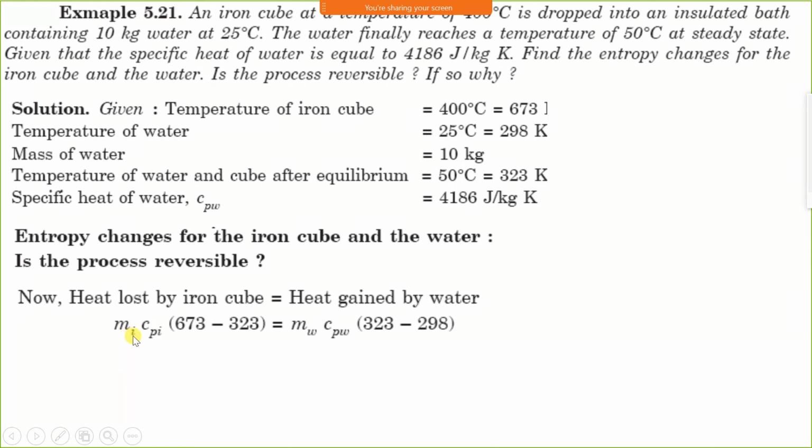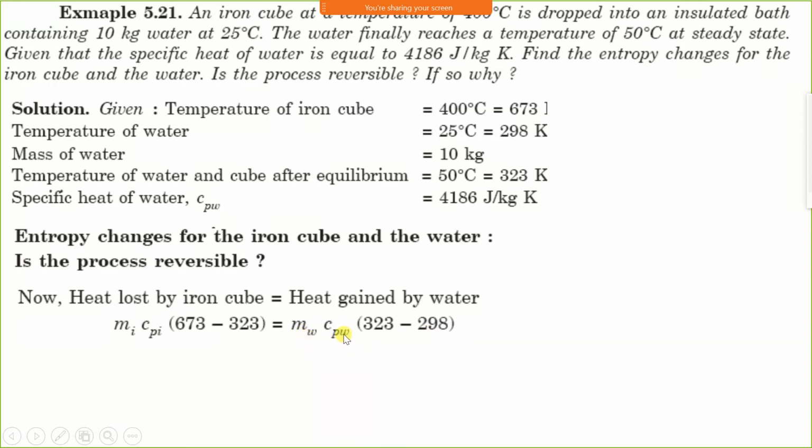For iron we are taking suffix as i, for water we are taking suffix as w. Therefore, m_i cp_i times 673 minus 323. 673 is 400 degrees Celsius and 323 is 50 degrees Celsius. Means the highest temperature of iron is 400 and the lowest temperature is 50 degrees Celsius. Then mass of water, specific heat of water, then the highest temperature of water is 50 degrees Celsius and the lowest temperature of water is 25 degrees Celsius, written here in terms of Kelvin.